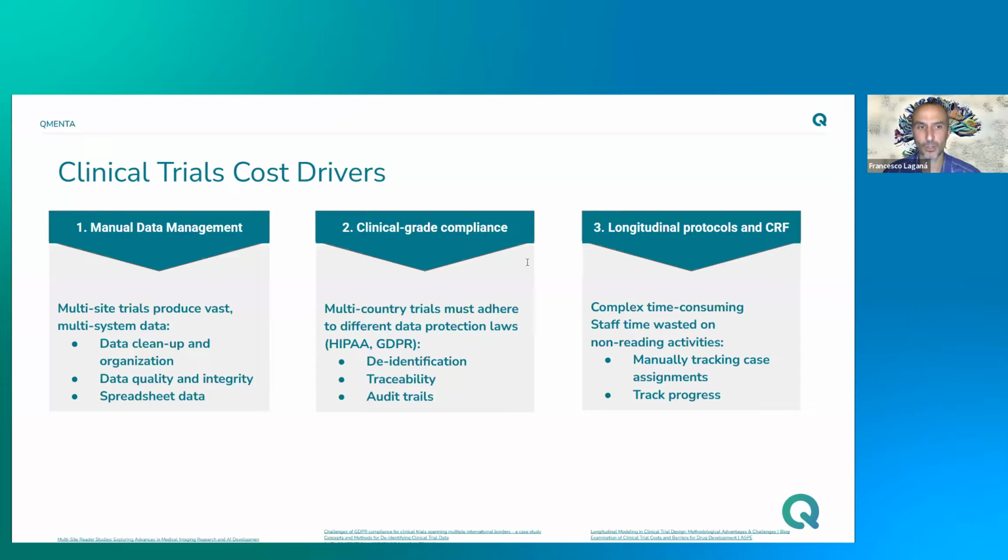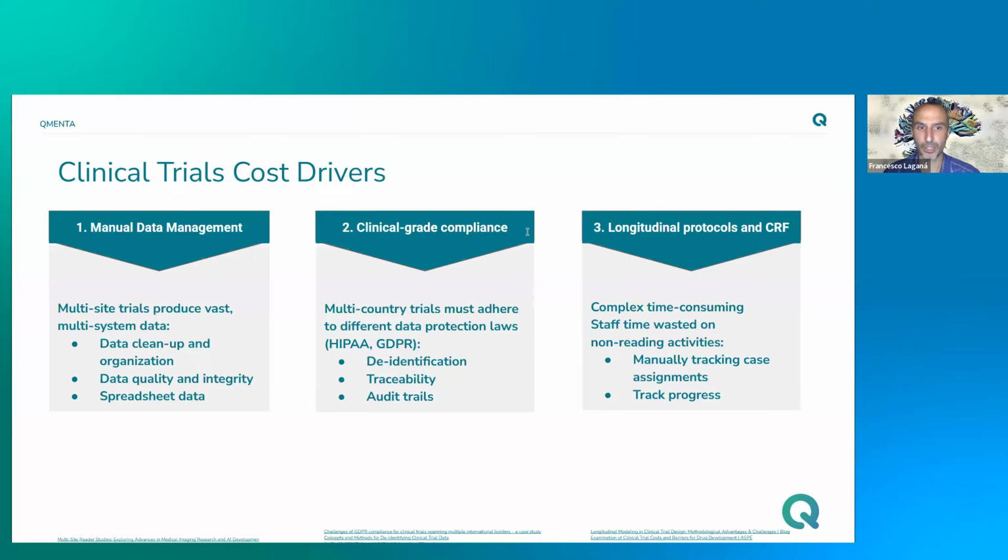Second, clinical grade compliance shouldn't be a manual checklist. Ensuring adherence to HIPAA and GDPR with full de-identification and traceability is critical. But if it is not automatically taken care of, it slows everything down.